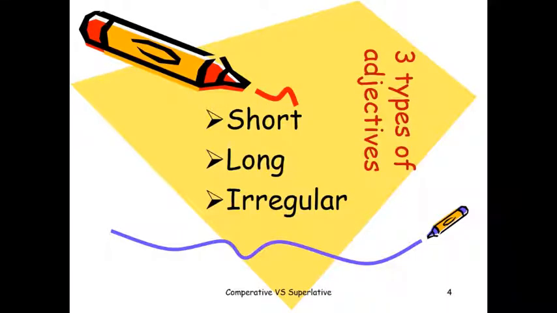So, how many types of adjectives do we have? We have three types of adjective: short, long, and irregular. In the previous slide, I have used the three types of adjective. I have used the short adjective large, the long adjective expensive, and the irregular adjective good. But how can we distinguish these three types of adjective: short, long, and irregular?